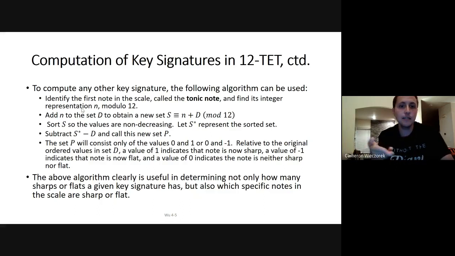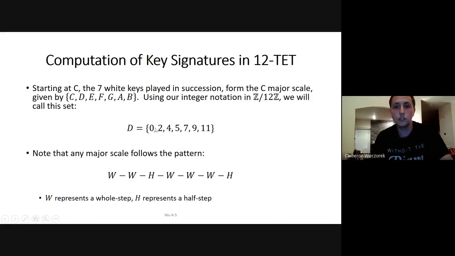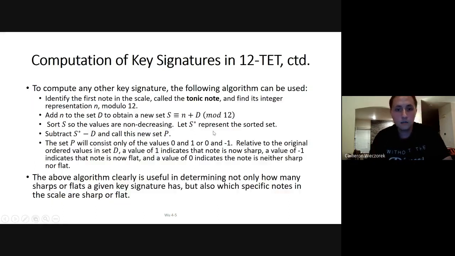We add it to the set D from the previous slide. Set D was the original C major scale. So I'm going to add the tonic note to every single one of these integers in set D. Reduce them mod 12. So if any integers are higher than 12, I'm going to subtract 12, to make sure they're between 0 and 11. And then I'm going to sort the values in this set so that they're non-decreasing, so that they go from least to greatest. And we'll call this sorted set S star.